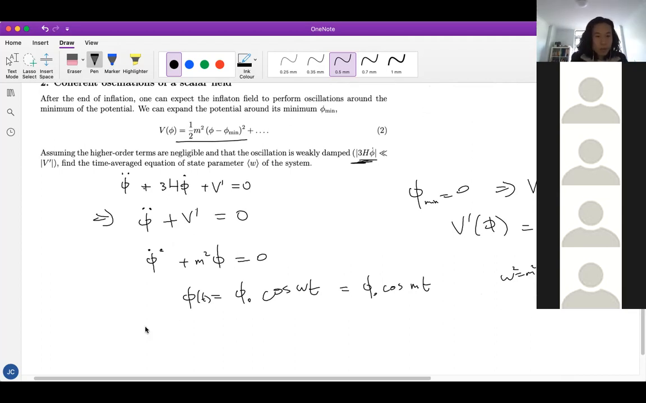Okay, so now we want to find the equation of state. So equation of state W. That might be a reason to use m instead of omega, so we don't get confused with the W.